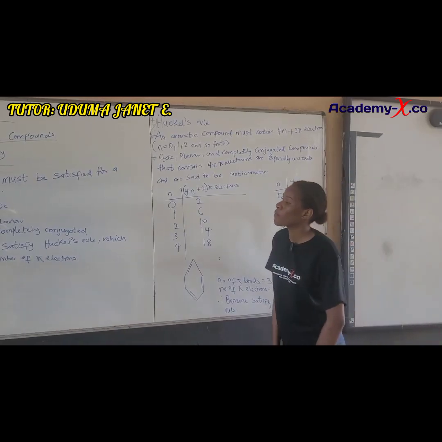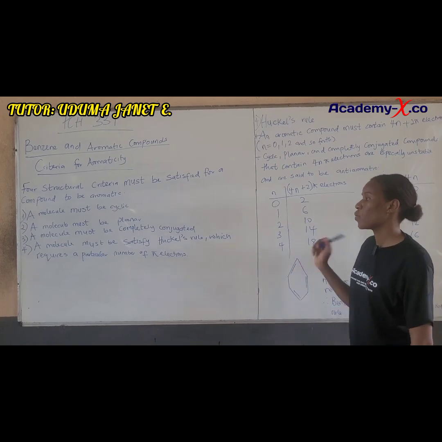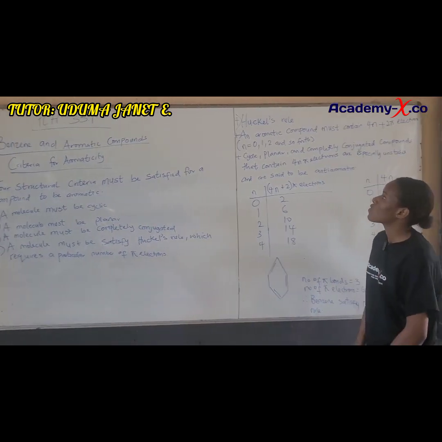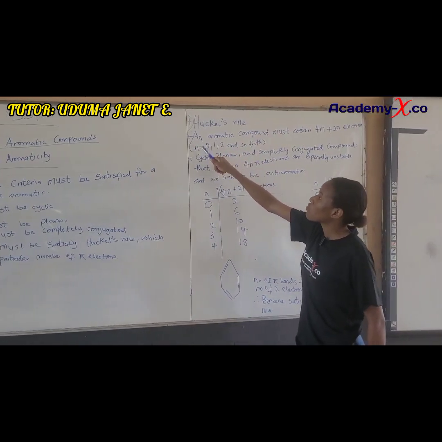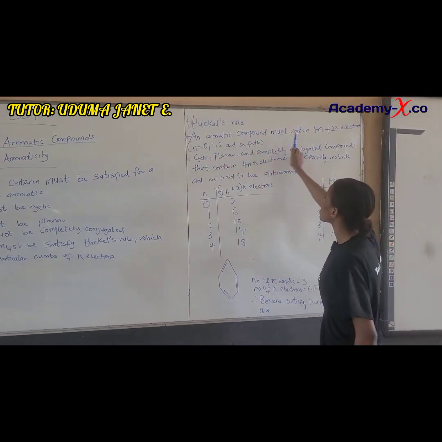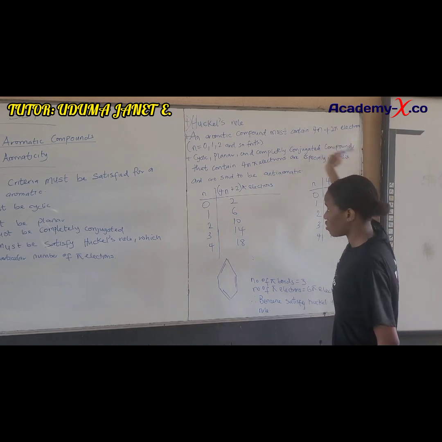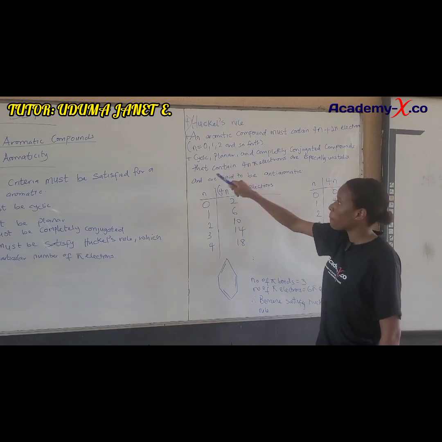Okay, so we're going to talk about the last criteria, which is that a molecule must satisfy Hückel's rule, which requires a particular number of pi electrons. So now let's look at what Hückel's rule says. Hückel's rule says that an aromatic compound must contain 4n plus 2 pi electrons, where n can be 0, 1, 2, and so forth.